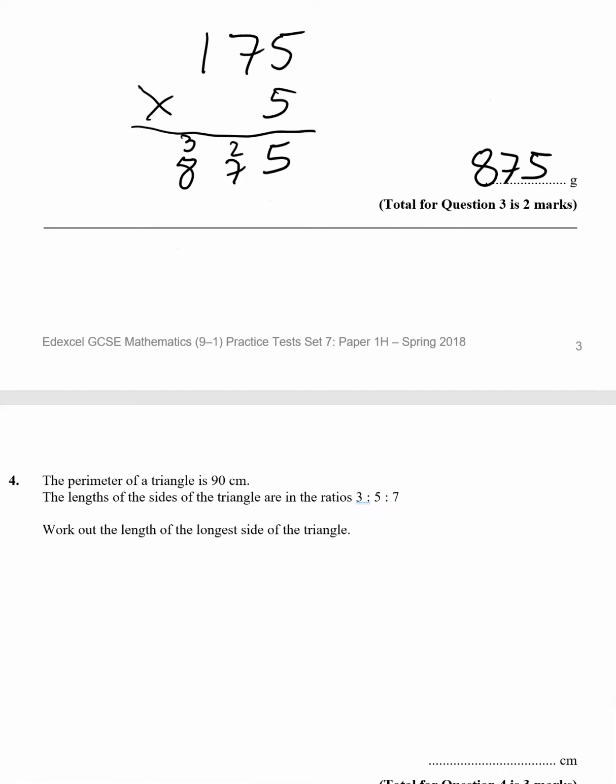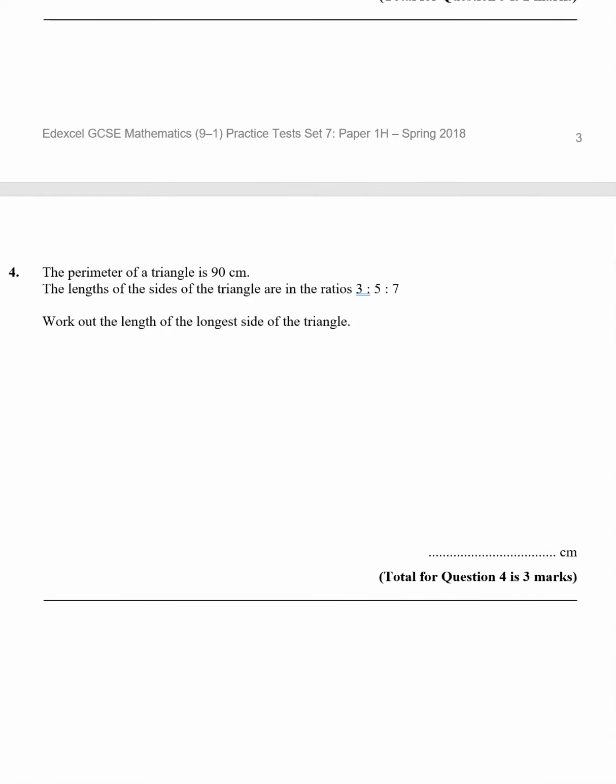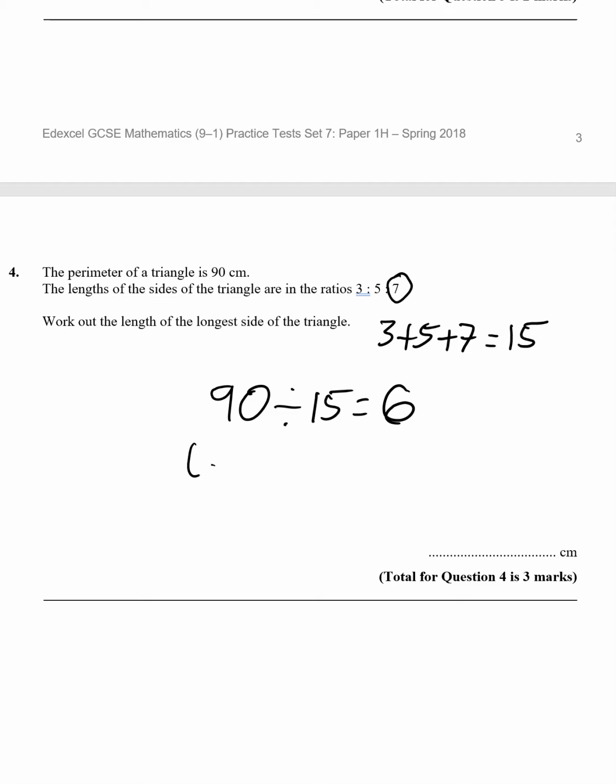Okay, let's keep going. The perimeter of a triangle is 90 centimeters. The length of the sides are in the ratio of 3 to 5 to 7. Work out the length of the longest side of the triangle. Okay, so we need to share in a given ratio. So we need to do 3 plus 5 plus 7, which is 15. 90 divided by 15 is 6. But we want the longest side, so 6 times 7. We've got 7 bits of 6, so it's 42.